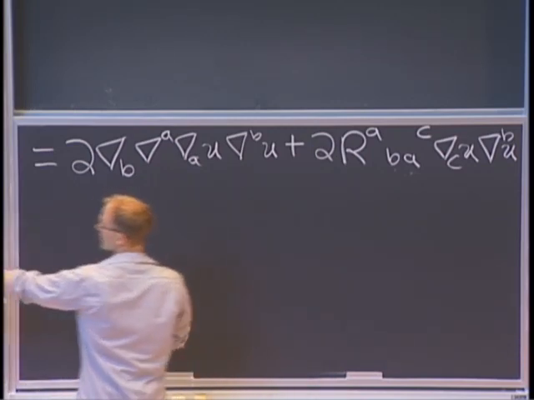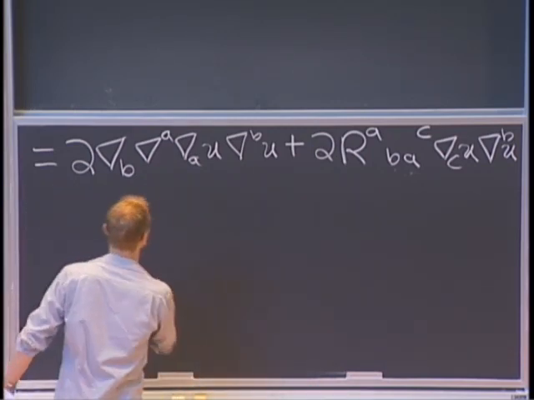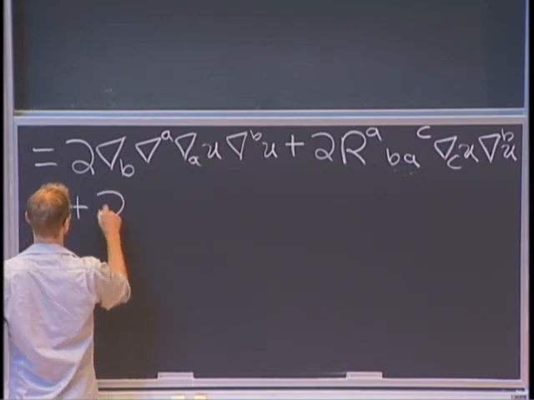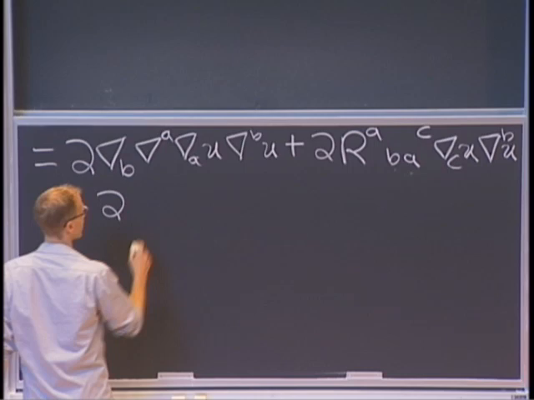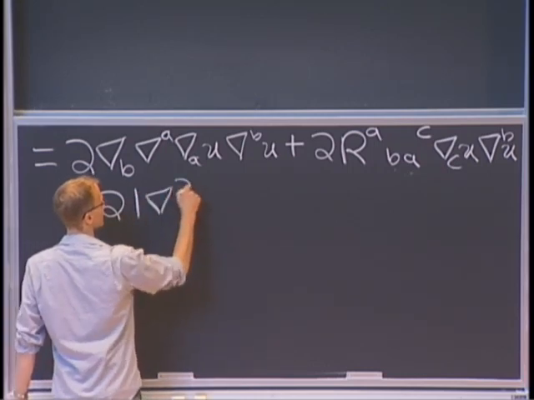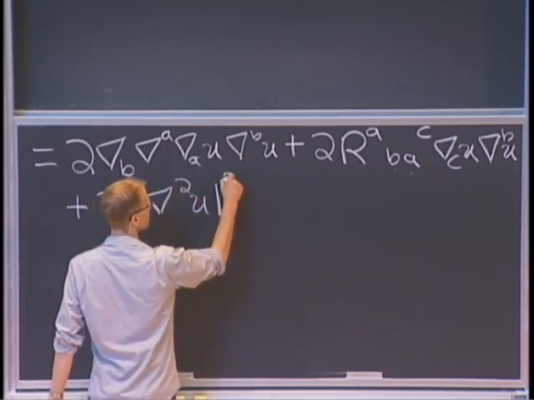Oh, and now I've got a third term here as well. But the third term is plus 2. What is this? I've got a Hessian of u and a Hessian of u, and I'm tracing all the indices. So this is exactly the Hessian of u squared.